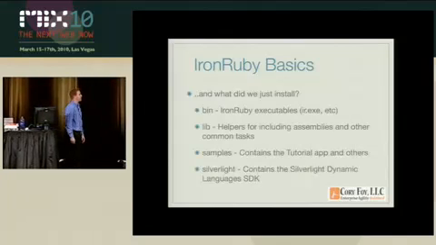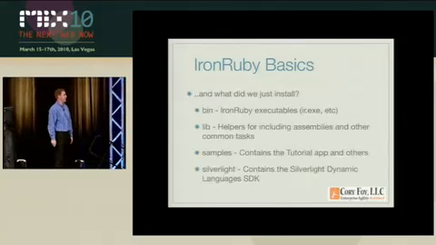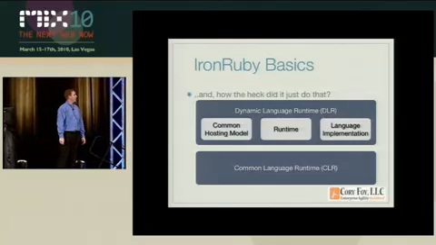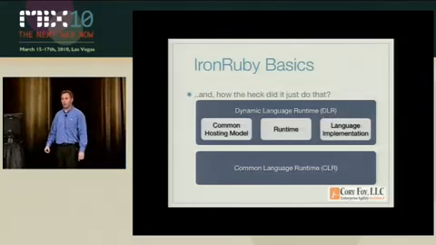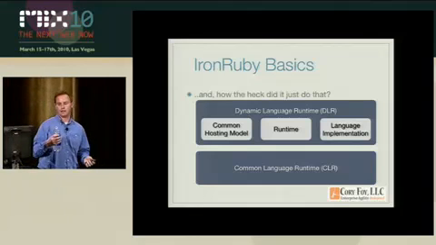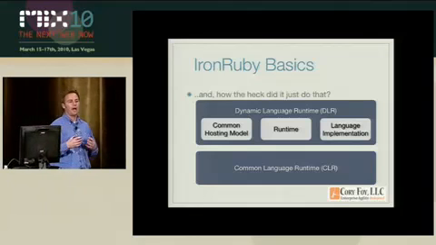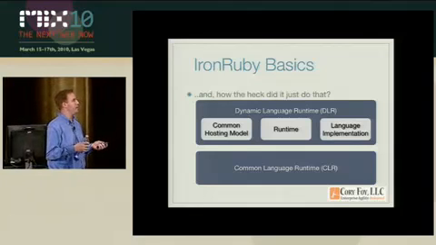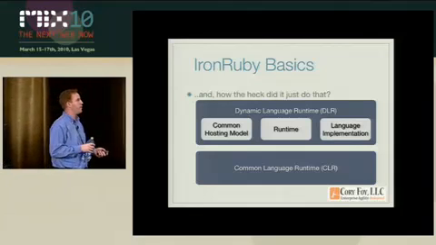Yes, all those things are great. Yes, and the samples, because the samples are very cool. So how did it do that? So what happened whenever we ran these examples that turned around and accessed the DLR, the CLR objects? How does it work? So we already looked at the DLR and the common hosting model, the runtime, the language implementation.